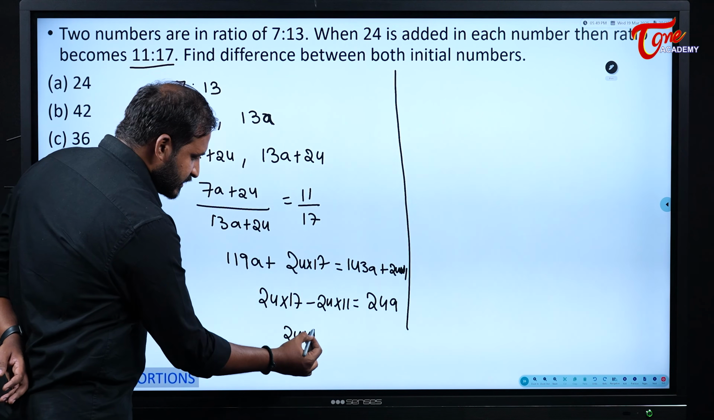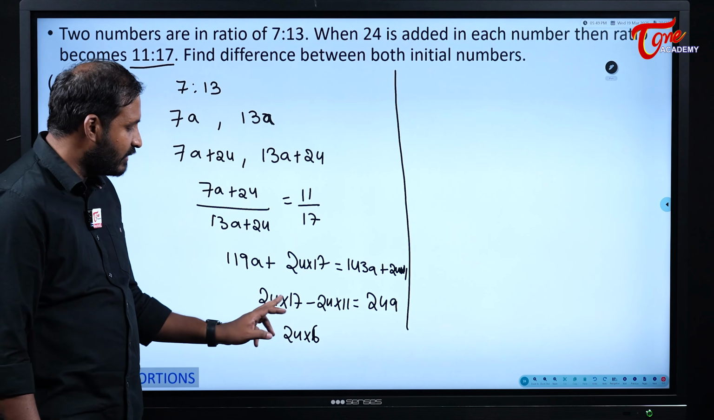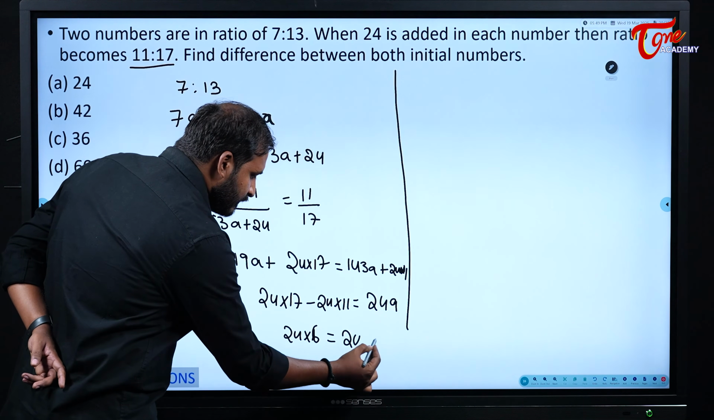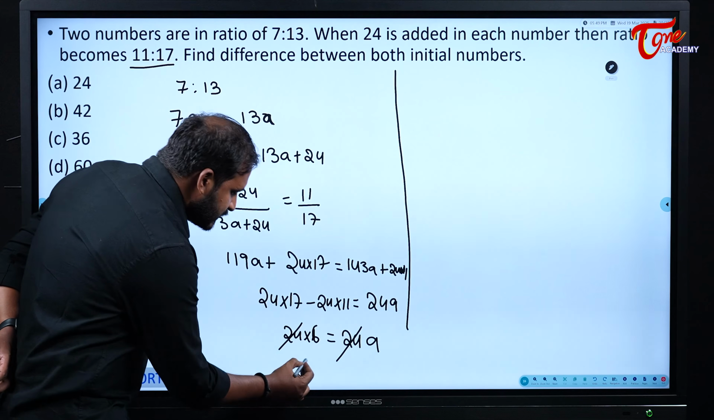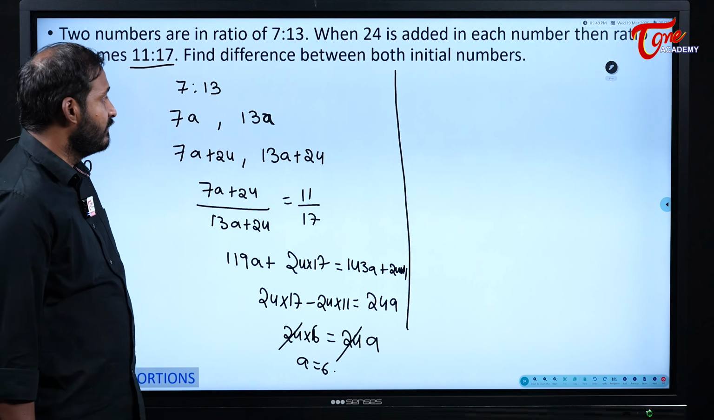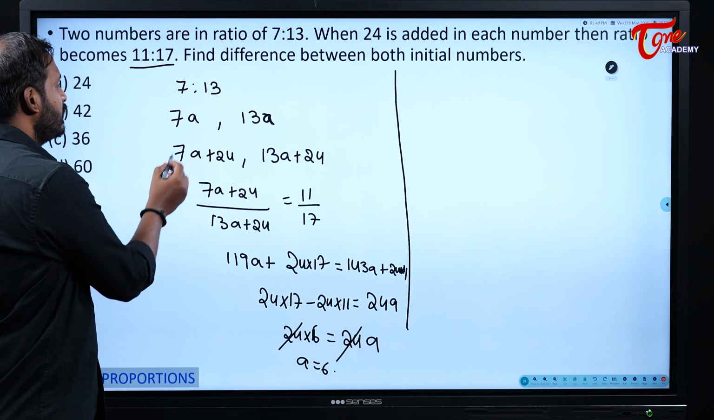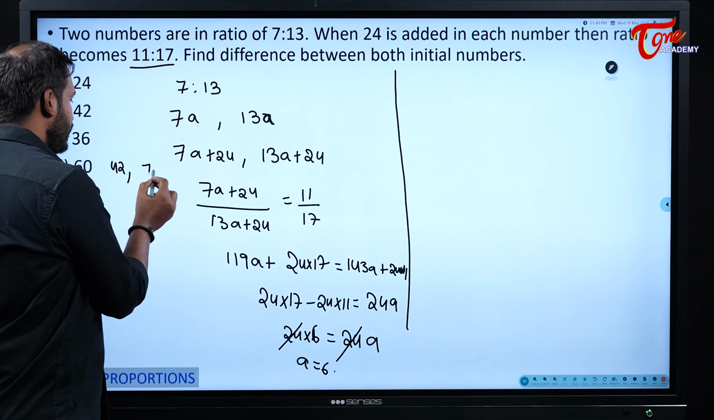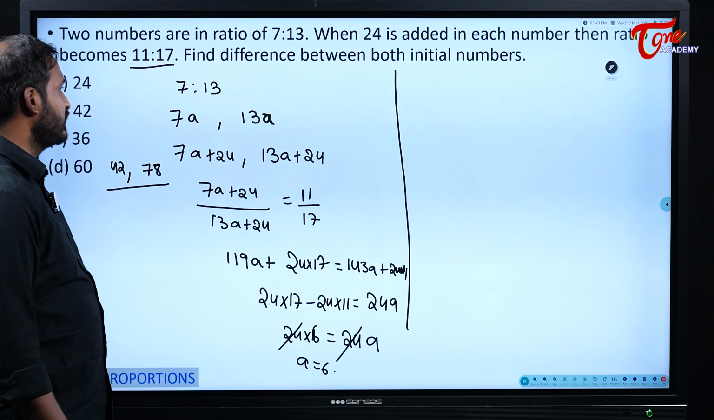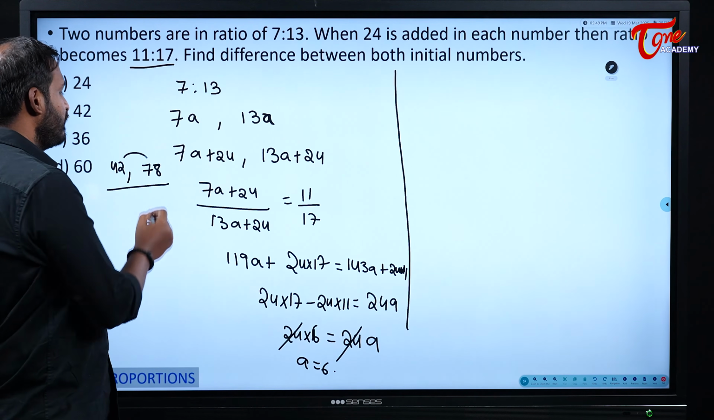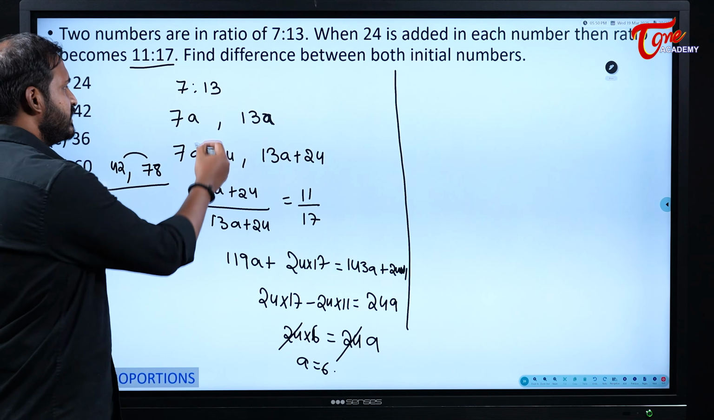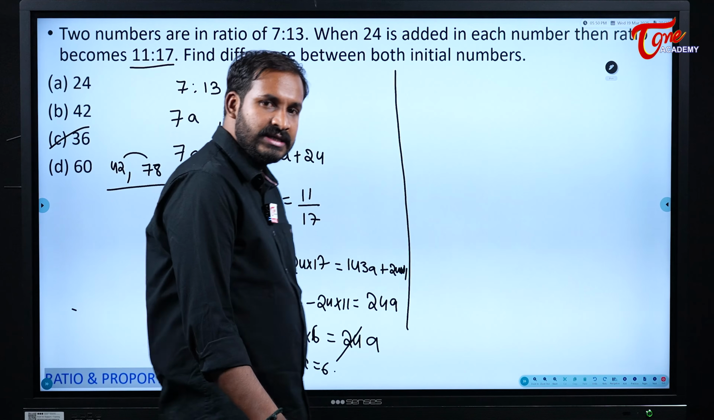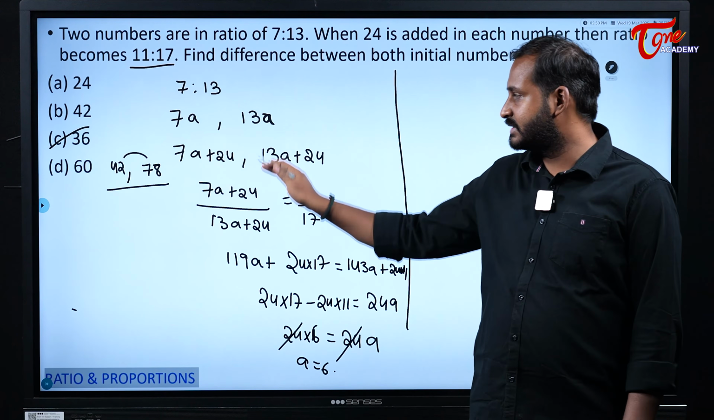24 into 17 minus 24 into 11, if I take 24 common, I will have 17 minus 11. It becomes 6. So 24 into 6 is equal to 24a. Now 24 and 24 get cancelled and the a value you will get here is 6. So the initial numbers: 7 into 6 is 42 is one number, and 13 into 6 is 78. So the two numbers are 42 and 78. The difference between these two numbers is 6a, which is 36. This is the traditional method to get the answer for this question.